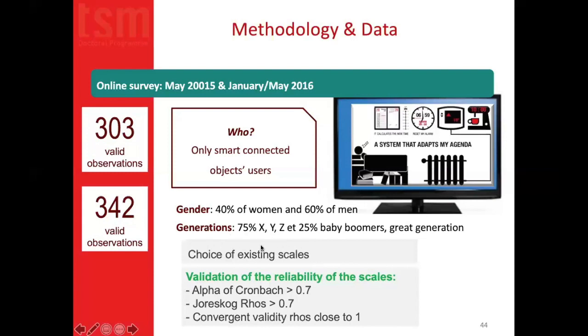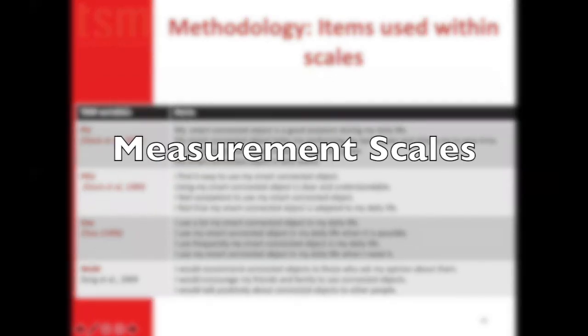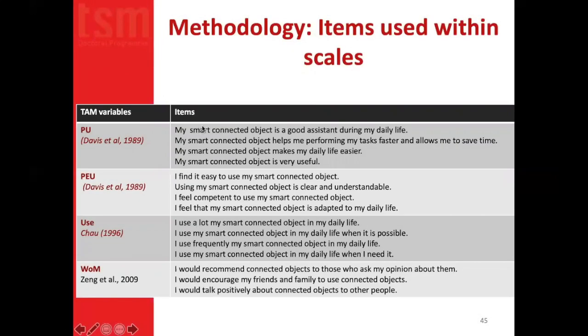We used only existing scales, so we did not invent or create scales. The scales were reliable according to the common measures, and here are the scales. We used perceived utility by Davis and colleagues, and we adapted them. For example, my smart connected object is a good assistant during my daily life. It helps me perform my tasks faster, makes my life easier, and is very useful.